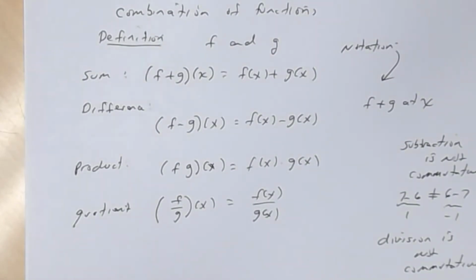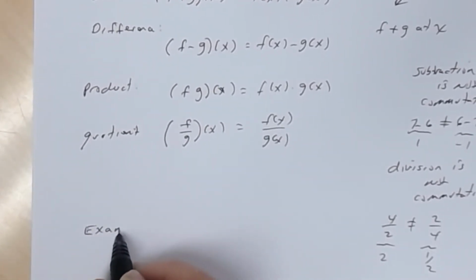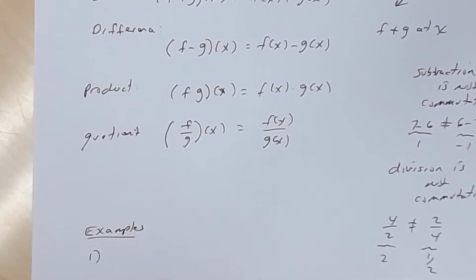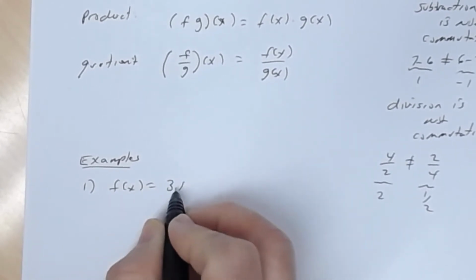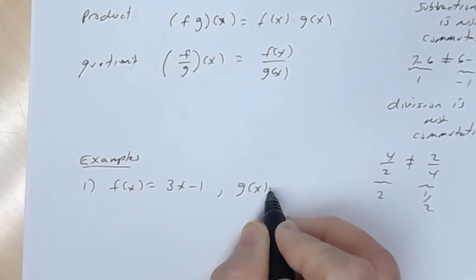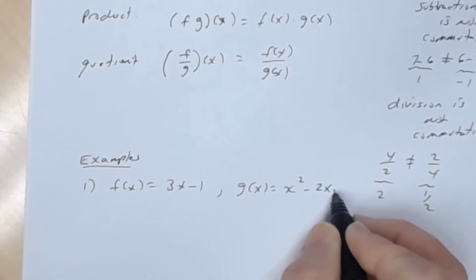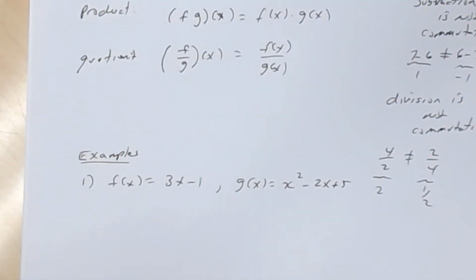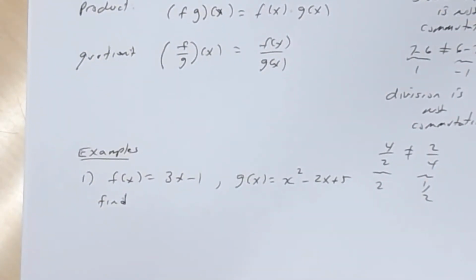So how do we do this? Well, here's how it's going to look. Suppose, examples. Number 1. Suppose f of x is this linear function, 3x minus 1, and suppose g of x is this quadratic function, x squared minus 2x plus 5, let's say. And I want to find each of the following. Now listen carefully to this.